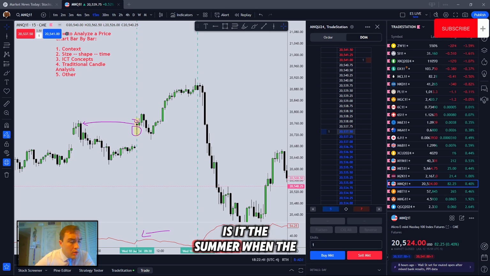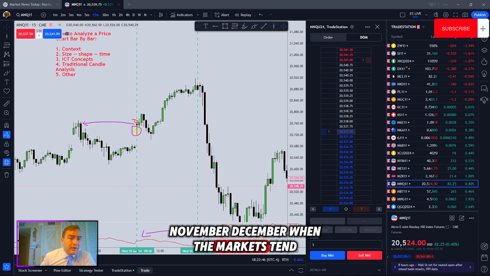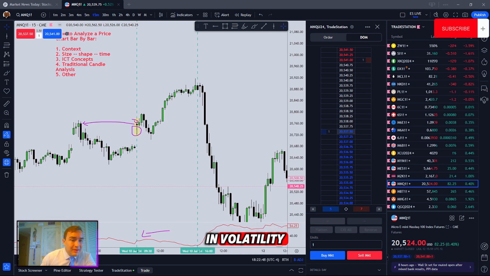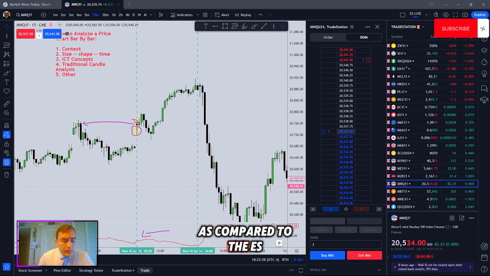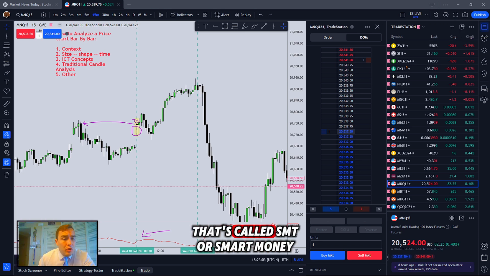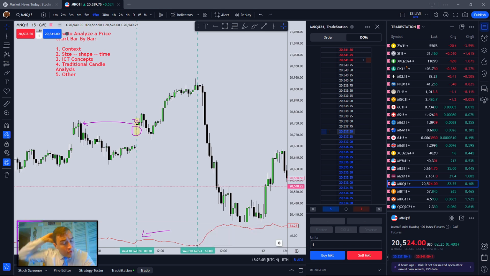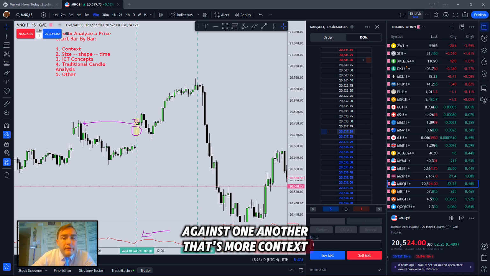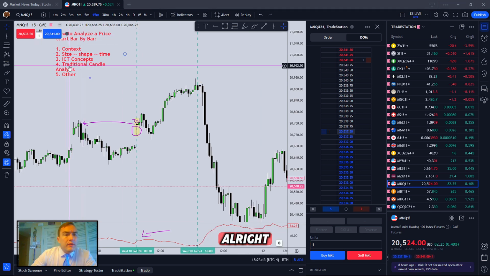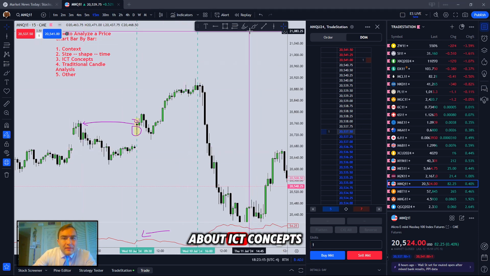Is it the summer when the markets tend to be slower? Or are we coming into October, November, December when the markets tend to pick up in volatility? What has volatility looked like recently? Guys, a lot goes into context. If you're looking at the NASDAQ as compared to the ES, has the NASDAQ made a new high while the ES has not? That's called SMT, or smart money technique divergence. So are there two instruments that you can compare against one another? That's more context, okay?